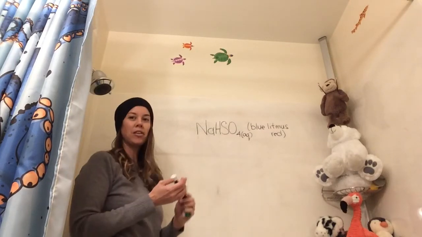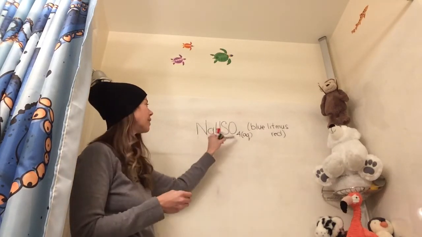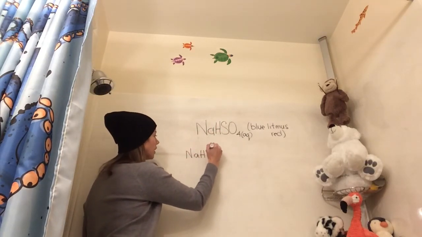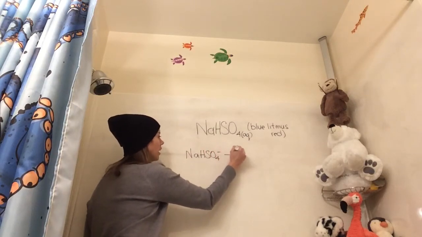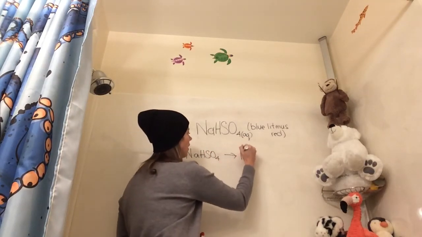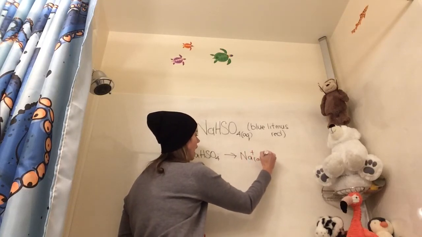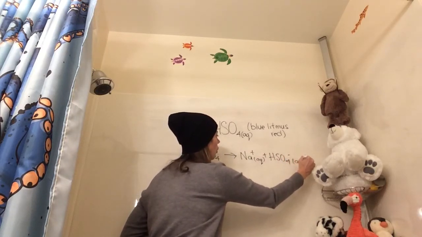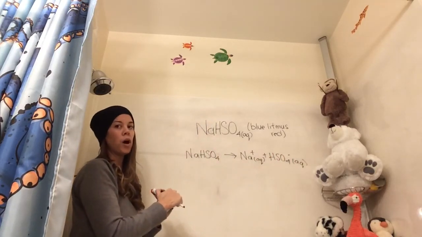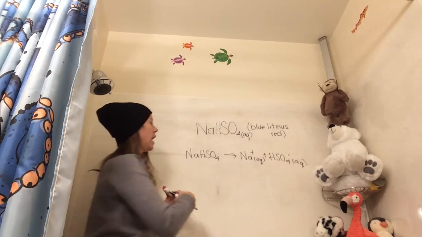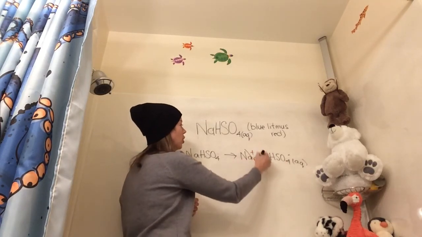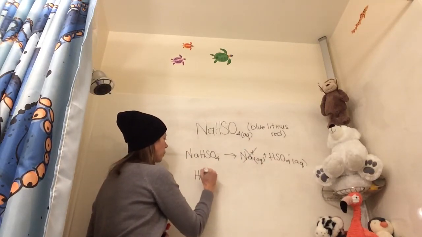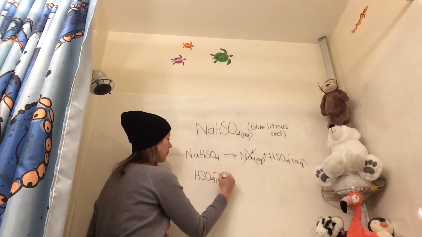Now when we're looking at NaHSO4, the first thing that we're going to do is, because it's in solution, we're going to dissociate it. So NaHSO4 is going to dissociate into its ions, and we're going to have Na positive and HSO4 negative. Now, there is no way that Na positive is going to react with water to produce hydronium ions, and it's actually not going to act as a base either. So we are just going to ignore our cation here, and we're going to work with our HSO4 negative.